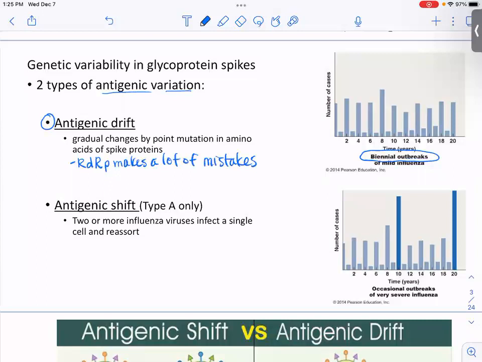Antigenic shift is a much more abrupt change in those glycoprotein spikes. And only type A influenza does that because that's the only type that also infects animals. It can cross species. So antigenic shift is when two or more viruses, usually from different organisms, infect another organism, and you get reassortment in the new variants that are produced.